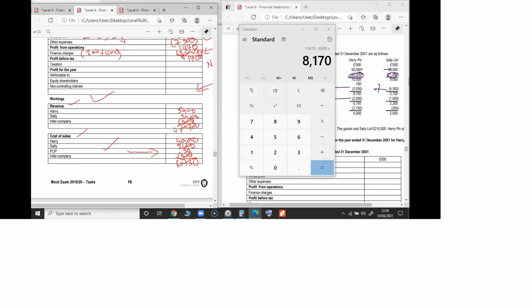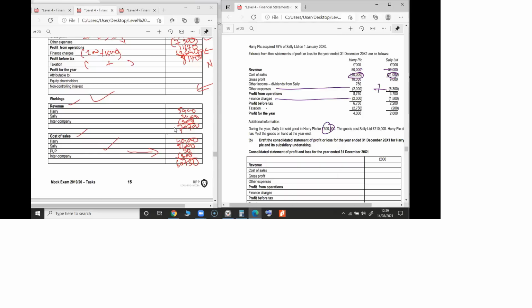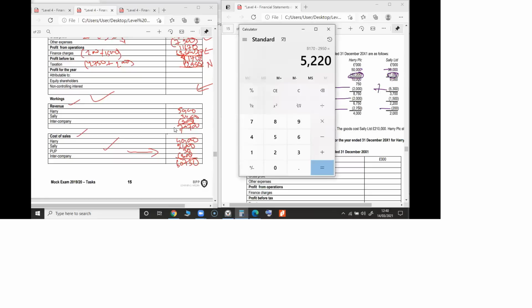Other people participate as well. Taxation, again added up both of it. Taxation 2,750, 200. 750, 200, then 2,950, isn't it? 2,950. How much is profit for the year? 5,220, agree?